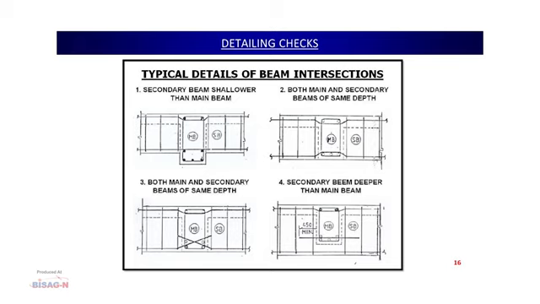Now, coming to the case where the secondary beam depth is more than the main beam. Here we can see the main beam is going and the secondary beam depth is more. In that case as well, we have to ensure the secondary beam bar is bent or given a kink and taken inside the main beam. And in the bottom portion, the additional safety measure we have to take is to provide a horizontal bar, and the minimum length should be 450 mm on both sides.